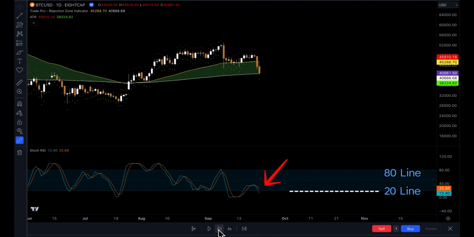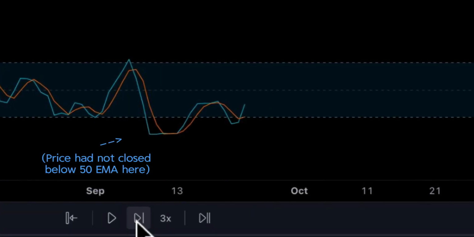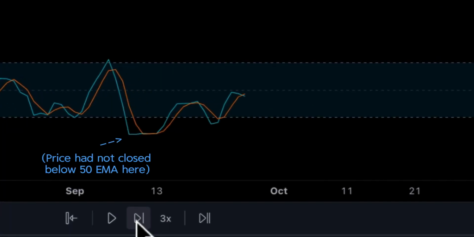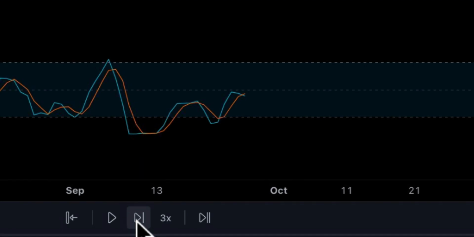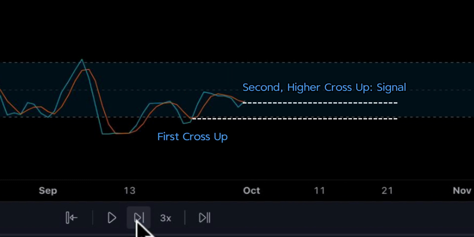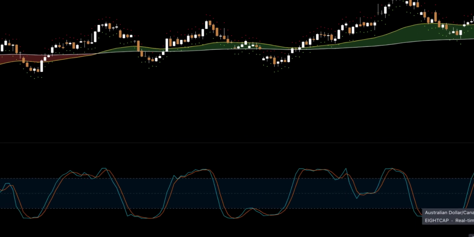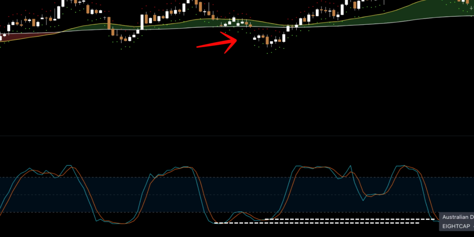Now you watch for a cross back up over the D line, that's the orange one, and then another cross back down. Your signal is any second cross up of the blue line over the orange line at a level higher than the first cross. I'll try to make it clear here in the picture. But price can do whatever it wants before that happens. It can go back above the 50 EMA or it can even go below the 200.